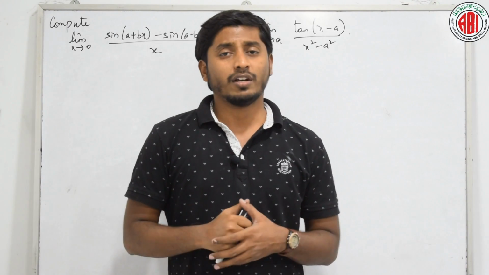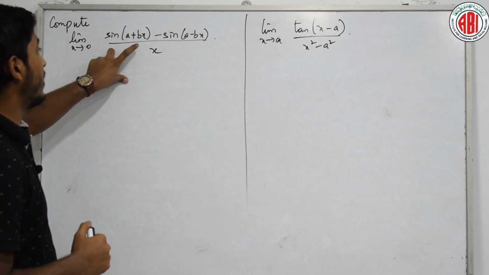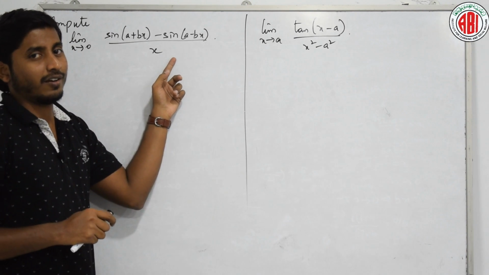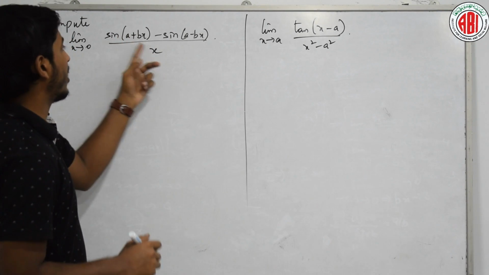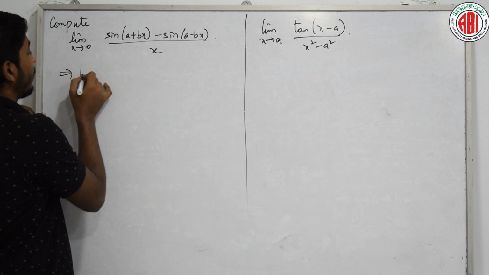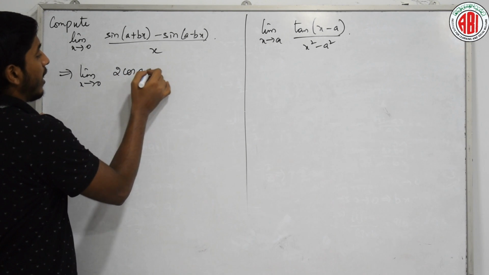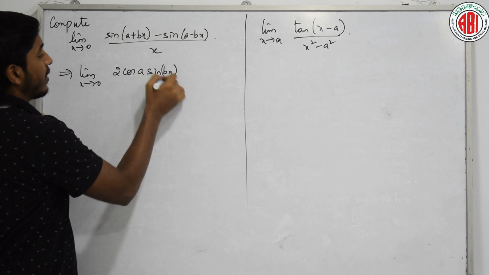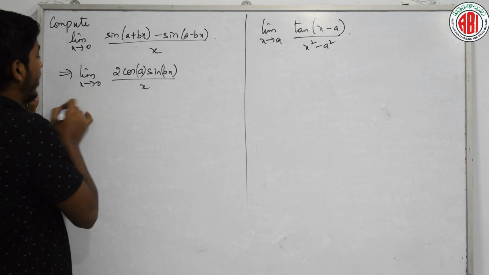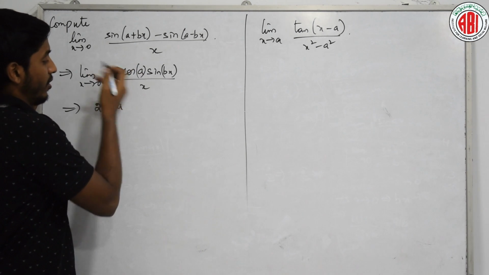Let's start. Now look into the next question. The question given here is limit x tends to 0 sin of (a plus bx) minus sin of (a minus bx) by x. Hope you got the idea how to solve, right? Do we have any formula for sin of (a plus b) minus sin of (a minus b)? That is 2 cos a sin b, right? That is limit x tends to 0 2 cos a sin bx divided by x. Isn't it? Just separate everything. 2 cos a is a constant term, right?